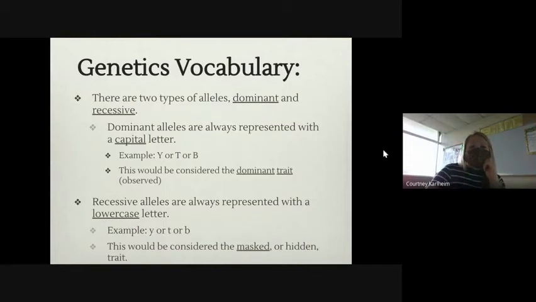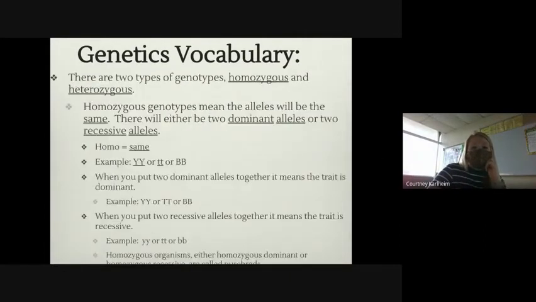to. Just some more vocabulary. There's two types of genotypes. There's two types of those genes. There's homozygous and heterozygous. Homo, the prefix in Latin, means same. Homo sapien, homozygous, same. And the example would be two of the same letters, two uppercase Y's, two lowercase T's, two uppercase B's, two of anything the same.